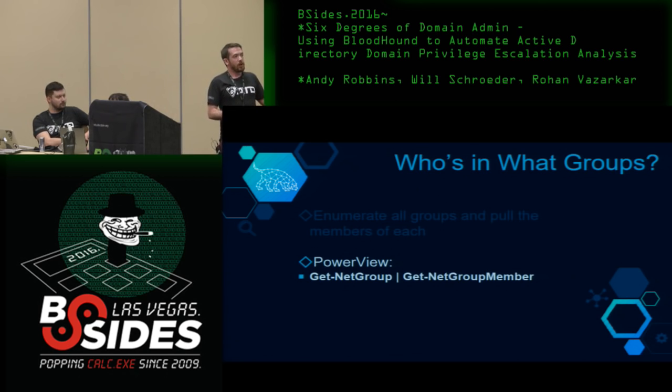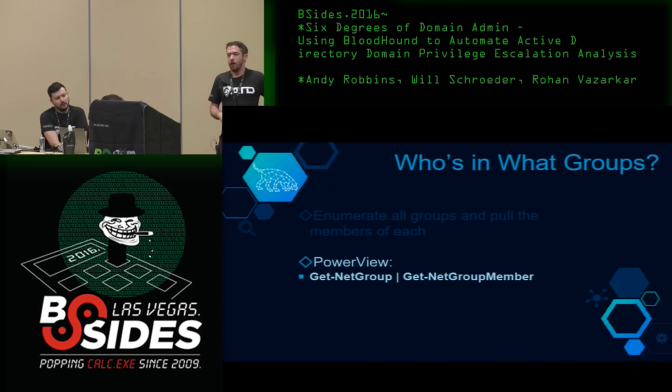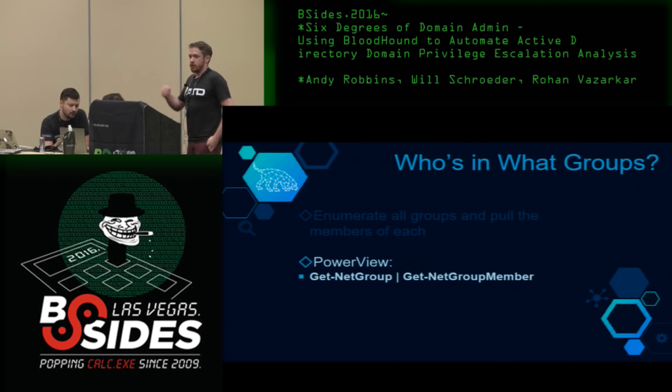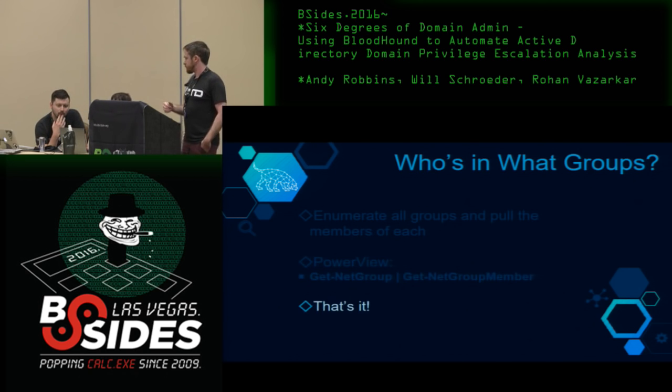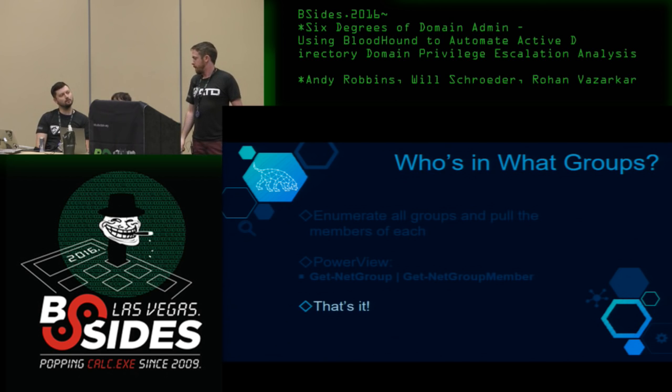So a lot of times by hand, we might do Get-NetGroup with wildcards to say, okay, what groups have admin in them, and then let me enumerate all those users and things like that. If you do this by default, it'll just dump out all the nested group relationships in the entire domain. And that's it, pretty simple. The least crazy of all of them.